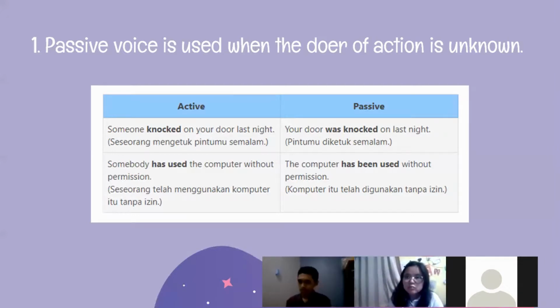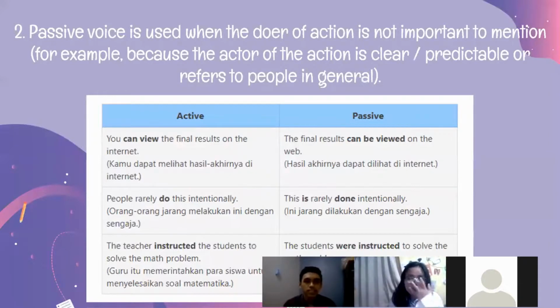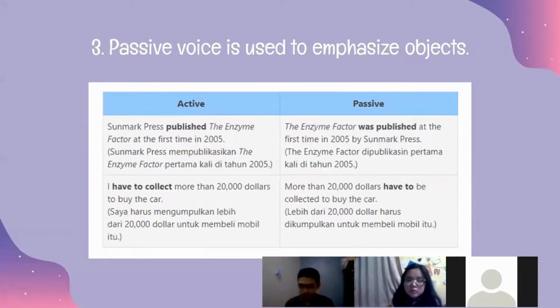Now, number 2 is passive voice is used when the doer of action is not important to mention, for example, because the actor of the action is clear or predictable or refers to people in general. Jadi, in the active voice, you can view the final result on the internet. In the passive voice, the final result can be viewed on the web. Jadi, awalnya kamu dapat melihat hasil akhirnya di internet, menjadi hasil akhirnya dapat dilihat di internet. Jadi cuma merubah kata.